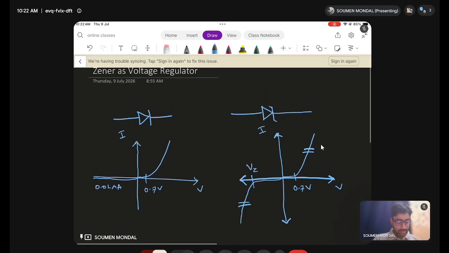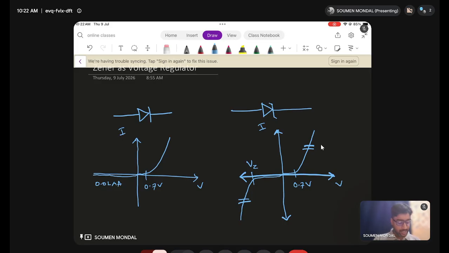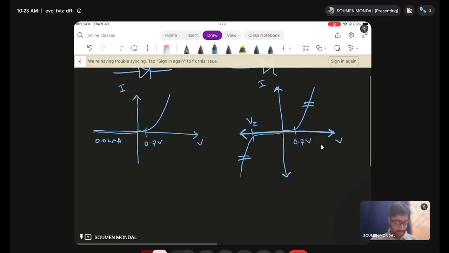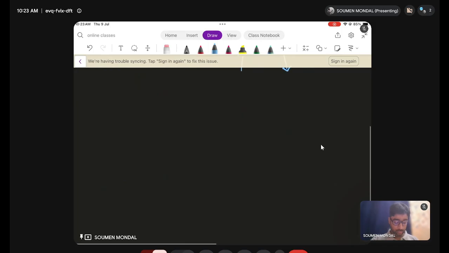Now we already discussed there are two types of Zener diode: avalanche type and Zener type, but anyhow we call all of them Zener diode. Whatever the case, the main application of the Zener diode is in a circuit as a voltage regulator, and it is also used in protective electronics. If there is a voltage surge, the Zener diode can give us protection. The only thing we have in our syllabus is Zener as a voltage regulator.